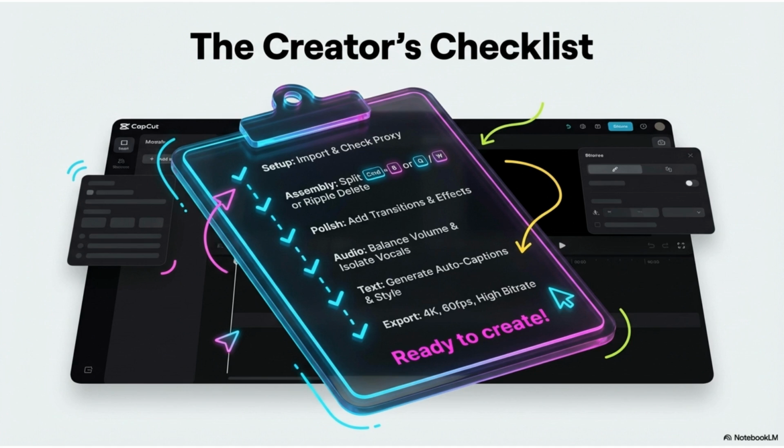Fourth, Audio. Balance the volume and isolate vocals if needed. Fifth, Text. Generate auto captions and style them to your liking. And finally, Export. Use 4K resolution, 60 FPS, and a high bitrate. You are now fully ready to create.